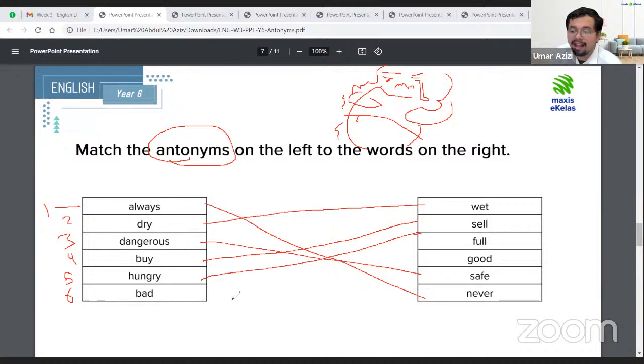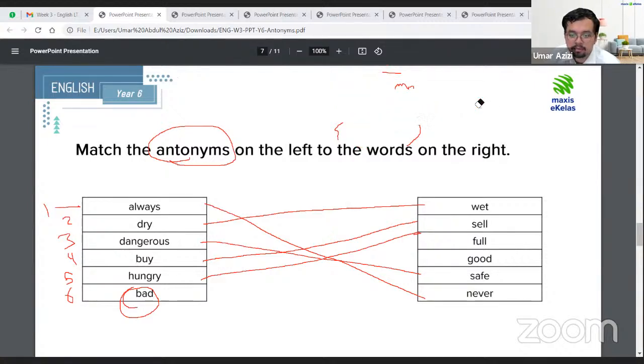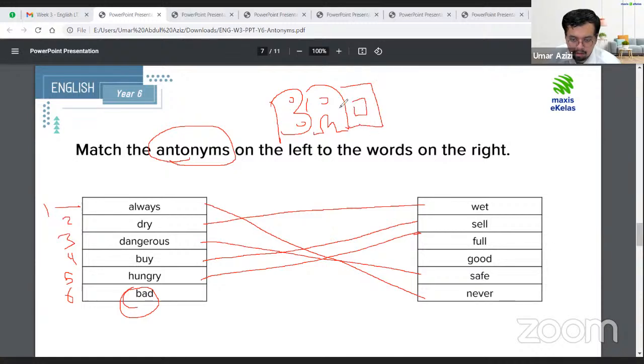All right. Last one. Okay, last one. Everyone get it here. The word is bad. And there's not much of a choice here, so I'm going to give everyone a chance to answer. So the antonym for the word bad is... What is the antonym for the word bad?